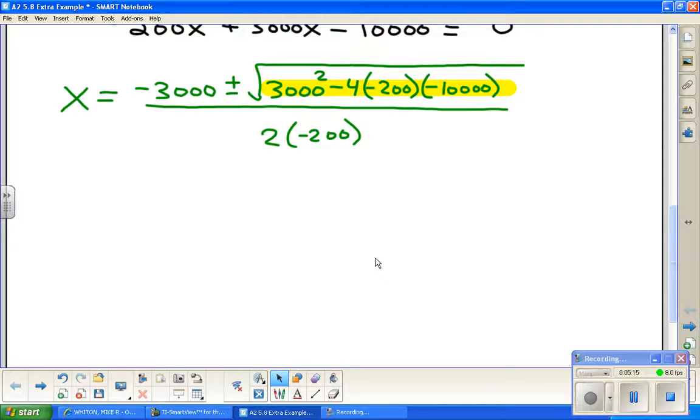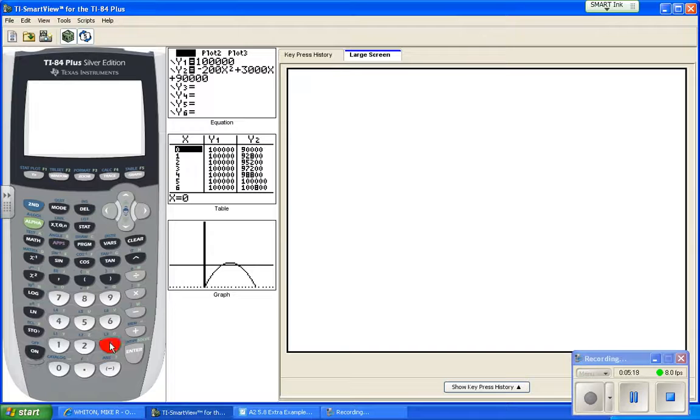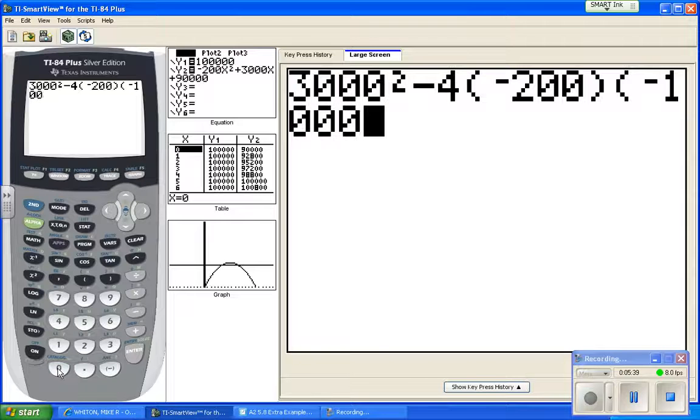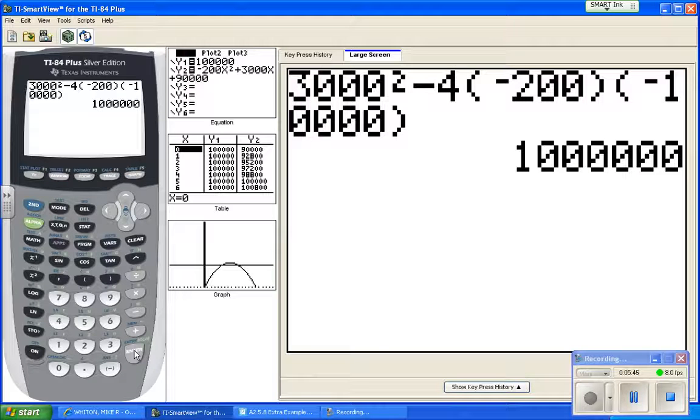All right, let's do the discriminant part. So b, so 3,000 squared minus 4 times my a value was negative 200, times my c value. Again, we subtracted the 100,000, so the c value is really negative 10,000. Let me make sure that's right. We got the right number of zeros everywhere. So my discriminant is actually 1 million. 1 with 6 zeros after it.